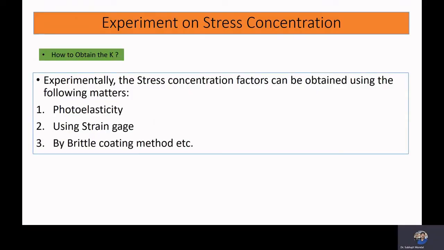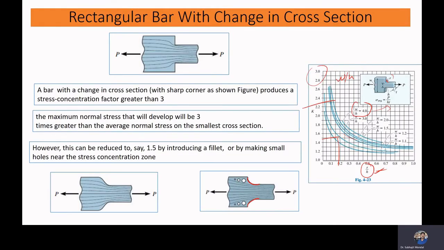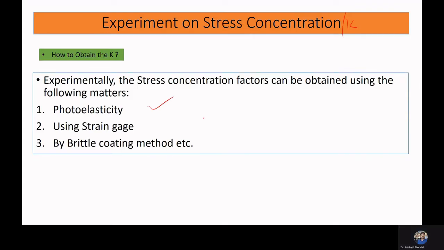Now, the question is how to obtain the K experimentally? How we can obtain it through some experiment? Use photoelasticity. In photoelasticity, what happens? We used to have a sample, and we used to stress it, and then we used to pass a monochromatic light. In monochromatic light, we have a single wavelength. That is why it's called monochromatic light.